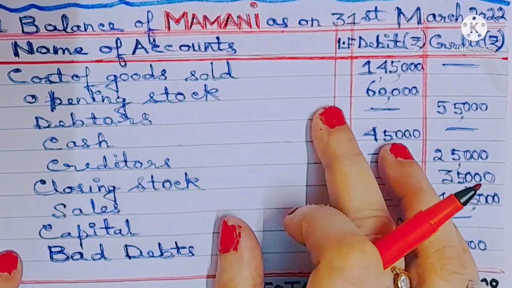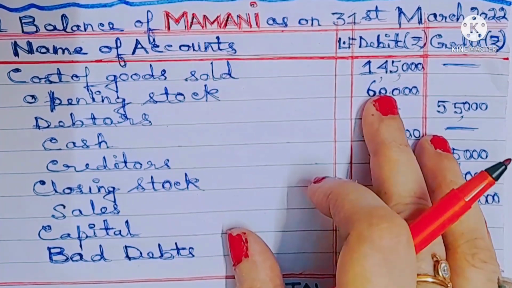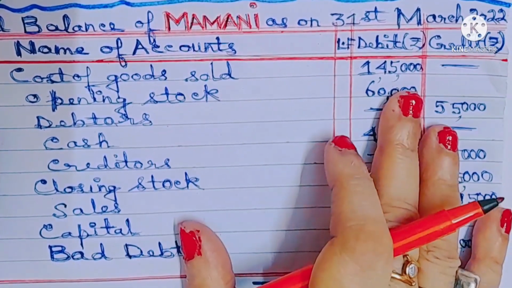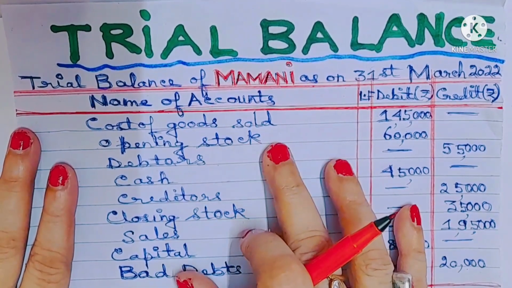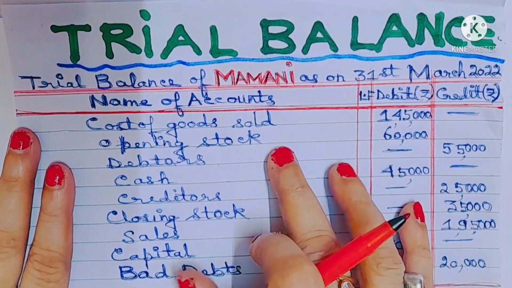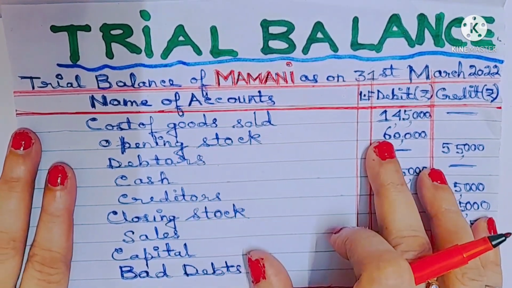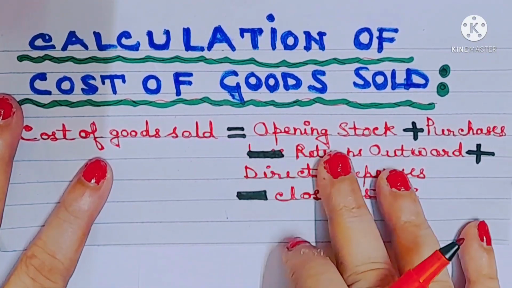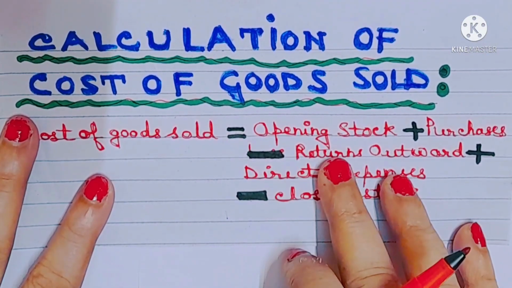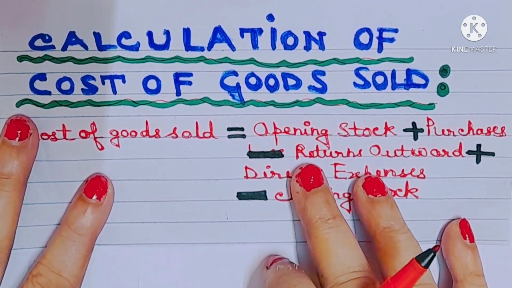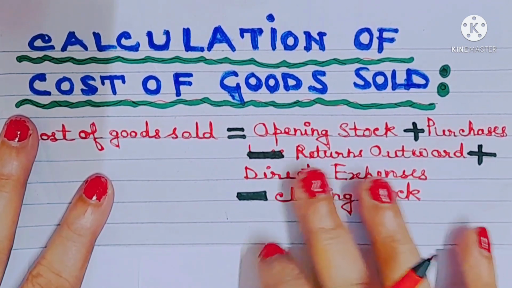The next account is opening stock 60,000. But remember, opening stock will not appear in the trial balance. Normally, opening stock always appears in the trial balance as a debit balance. But here, opening stock will not appear in the trial balance. Why? Because opening stock account has been closed as a result of adjustment against cost of goods sold.